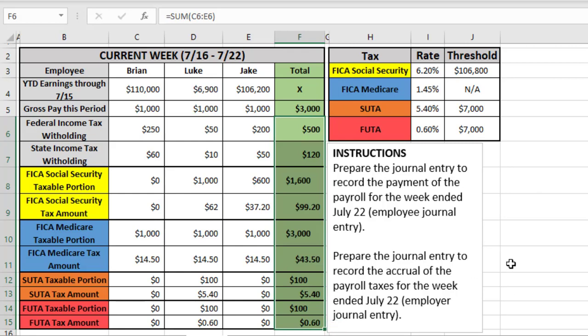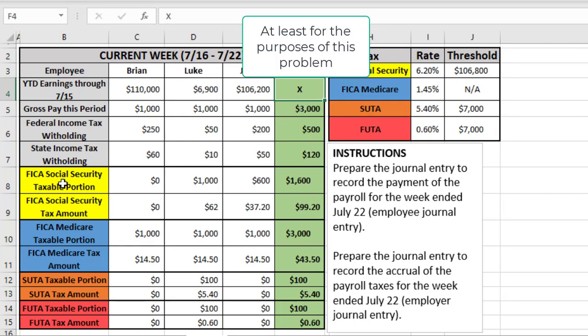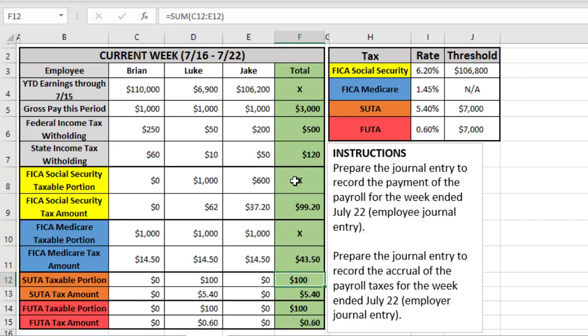Now some of these we don't actually need to know the totals, so I'm just going to X those out. For example, I've already got the year-to-date earnings through 7/15 X'd out because it doesn't really make sense to have that total. We also don't really need to have the taxable portion total, so I'm going to X those out really quick. And once we've done that, we should have all of the needed information for the journal entries.